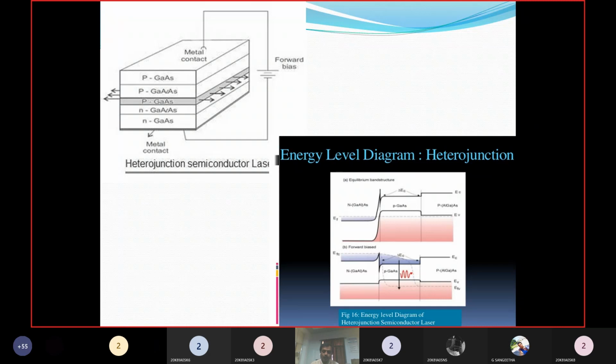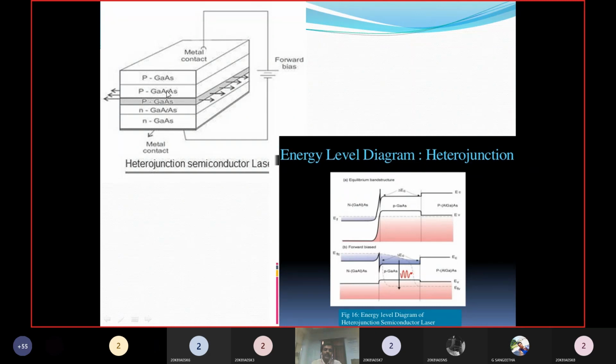Now, the incident photon as well as the photon from the electron jumping from the conduction band to the valency band, so another photon is emitted. Now the total is two photons. Those two photons reflect back and trigger another two electrons. Now a total of four photons will be emitted. This process repeats again and again. After a certain time, on one side there is a partially reflected mirror, and because of that, after getting sufficient intensity, the laser will come out.